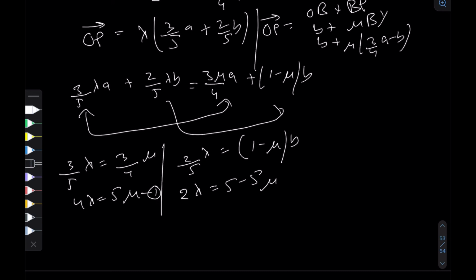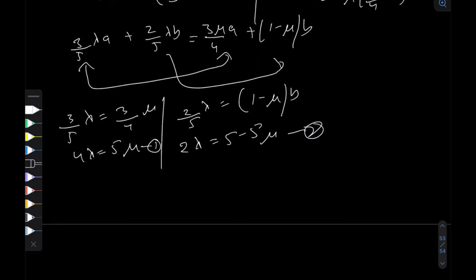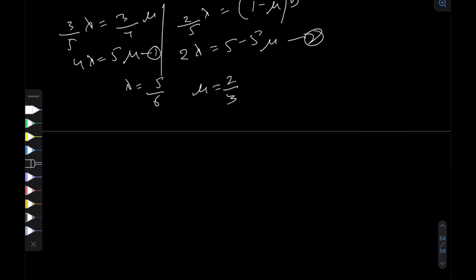So again we have two equations using two variables that we need to find out. We can solve them simultaneously. So lambda would be 5 over 6 and mu would be 2 over 3, right? And we are done. So one last bit that we are left with is the practical aspect of this.